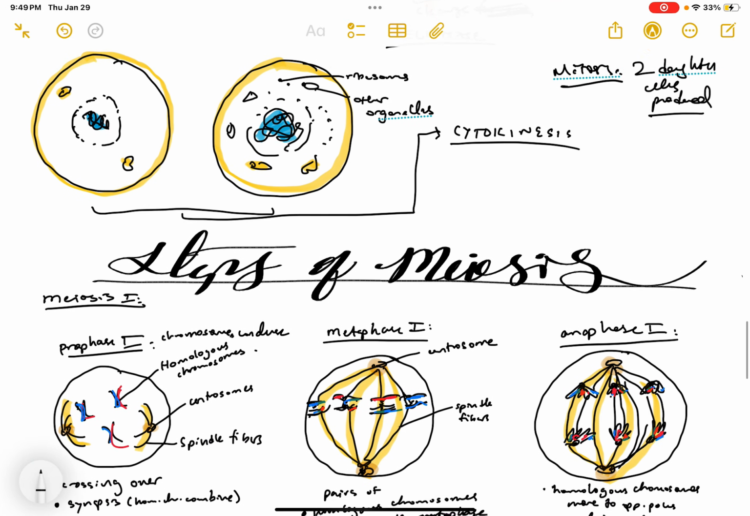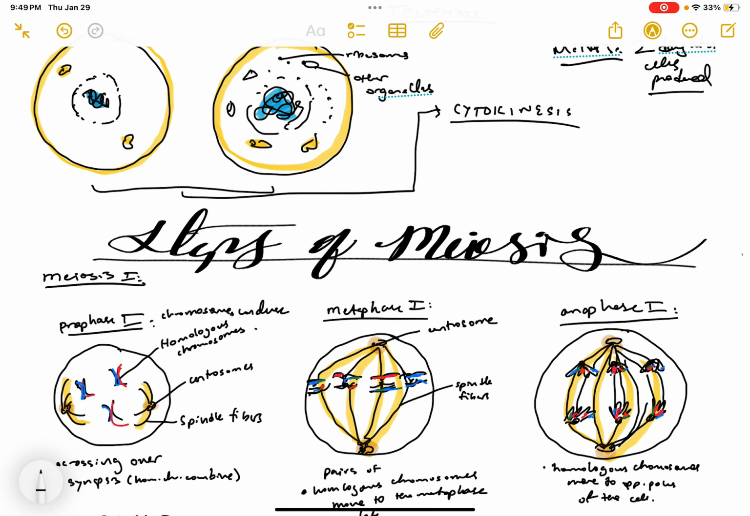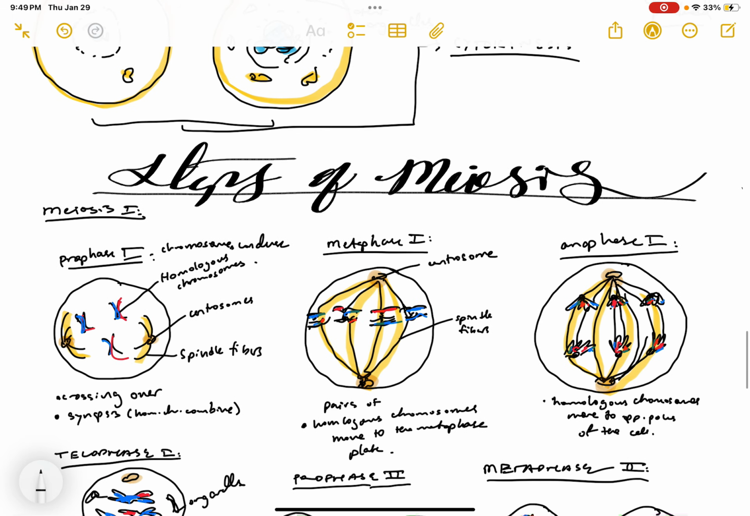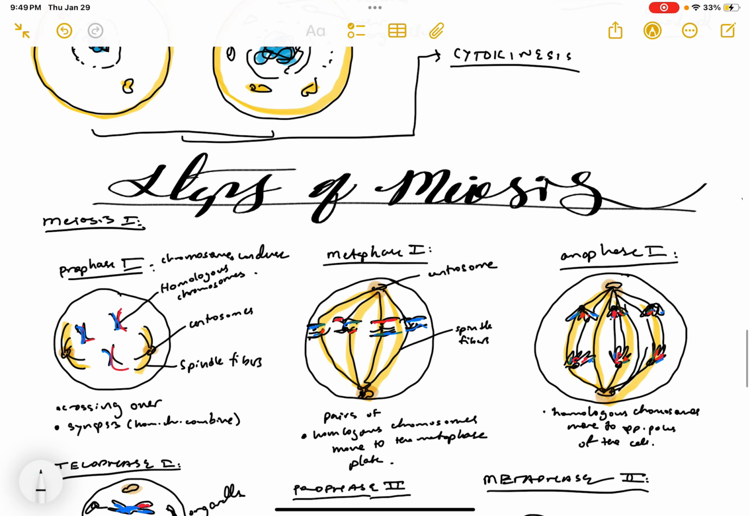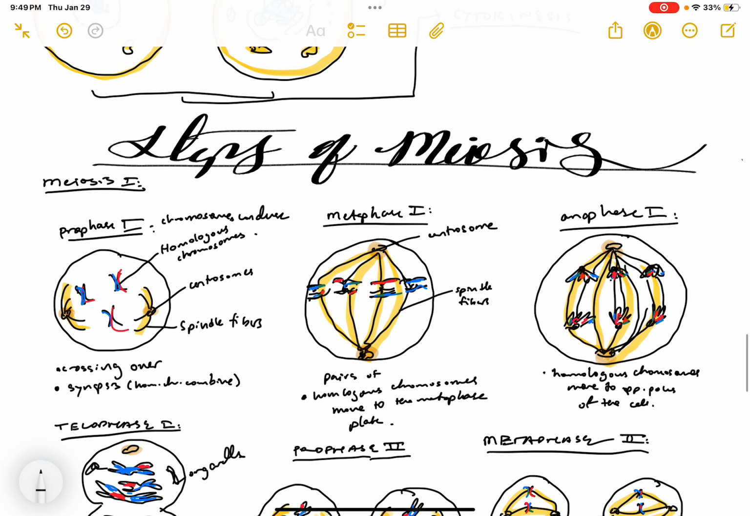Alright, so within meiosis, there's actually 2 big stages. There's meiosis 1 and meiosis 2. But in meiosis 1, we still have mostly the same stages as mitosis, except they're a bit different in terms of the processes that happen. So within prophase 1 of meiosis 1, we have chromosomes, homologous chromosomes, and we have centrosomes, we have spindle fibers still. So those things are similar.